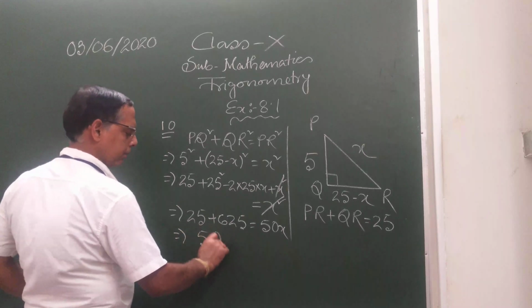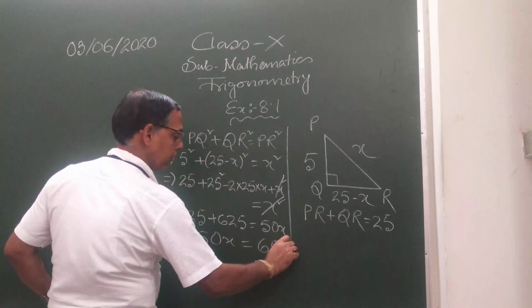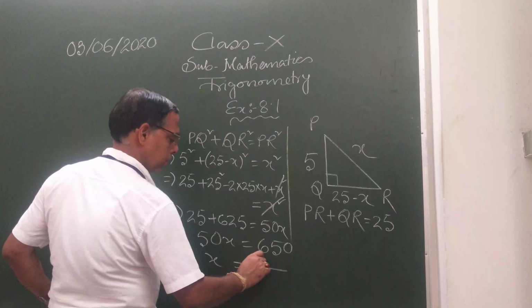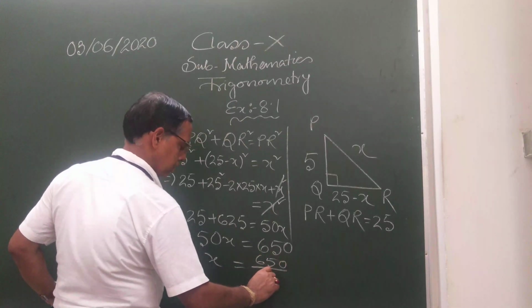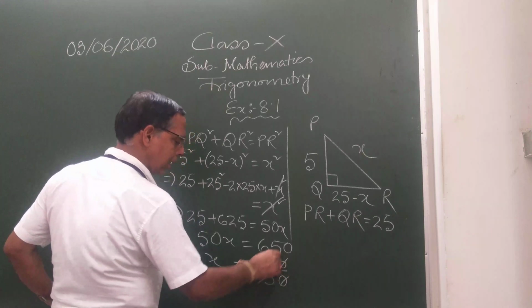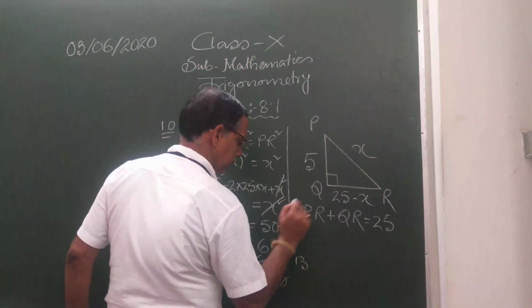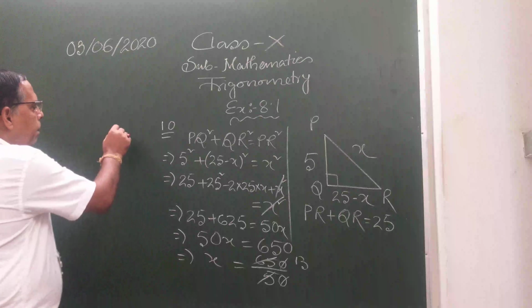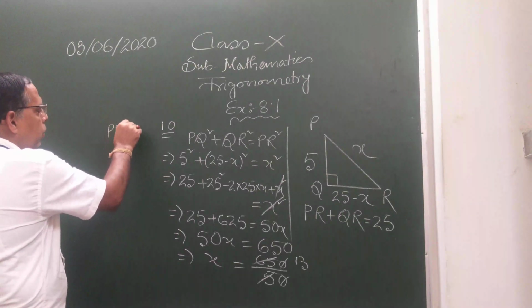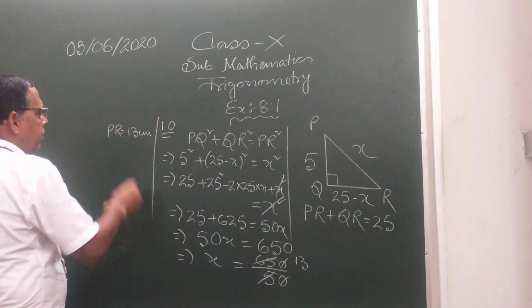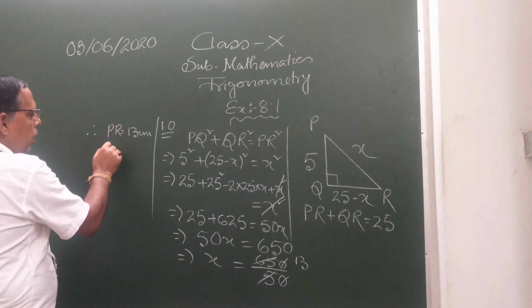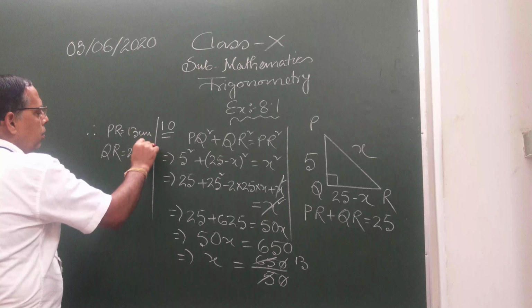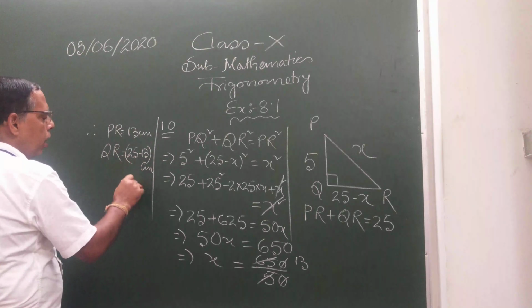This implies 50x equal to 650. So x equal to 650 by 50. The 0s cancel, 5 and 65 cancel, it will be 13. So x equal to 13, which means PR equal to 13 centimeter. Therefore QR equal to 25 minus 13 centimeter, which equals 12 centimeter.